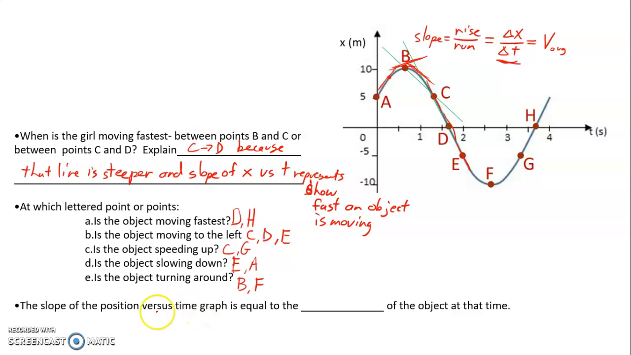So the slope of the position versus time graph is equal to the velocity, because the slope has a positive or negative associated with it, just as velocity does, because velocity is a vector. And in this case, positive meant moving to the right, and negative meant moving to the left. Hope that this helps you understand instantaneous and average velocity just a little bit better.